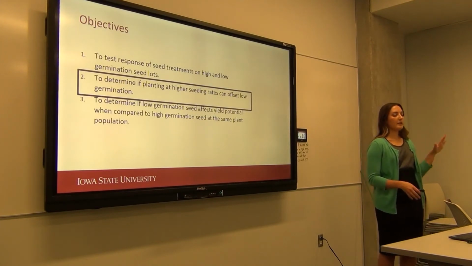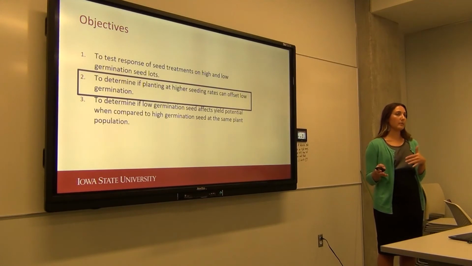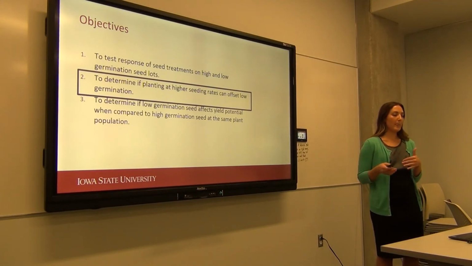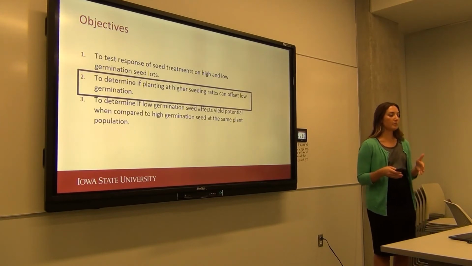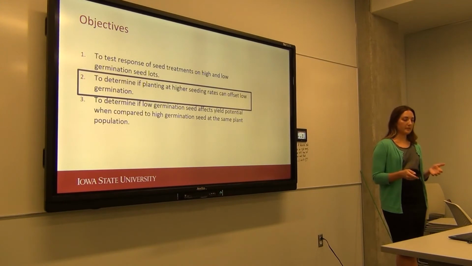Now that I've covered the seed treatment experiment, I'm going to move on to the second experiment, which was the seeding rate experiment. And the second objective for this experiment was to determine if planting at a higher seeding rate can offset low germination seed.